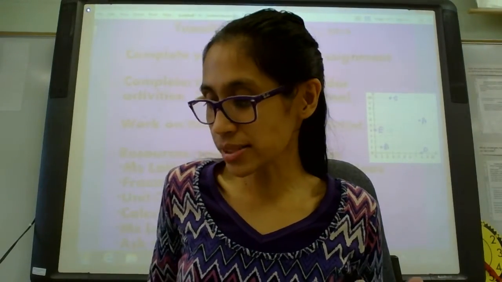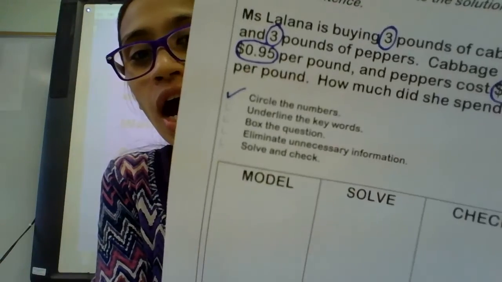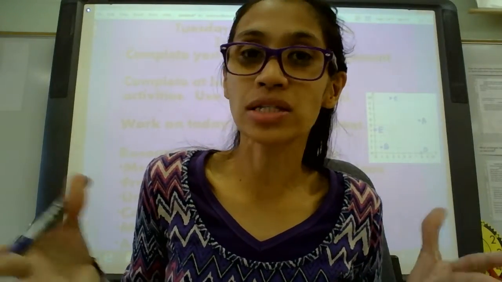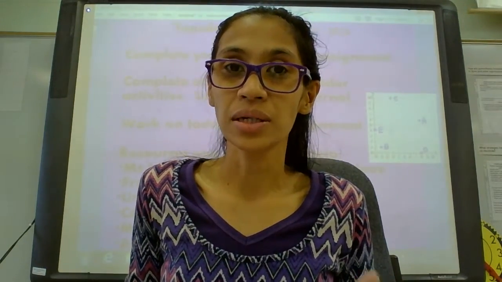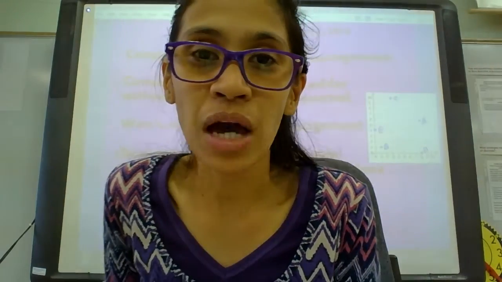Done with the C step. Moving on to the next step, the U step, to underline important keywords. Let's start with the units. So that first 3 is what? Pounds of cabbage. So underline that. And the other 3, what's the unit for that? Not cabbage. Pounds of peppers.